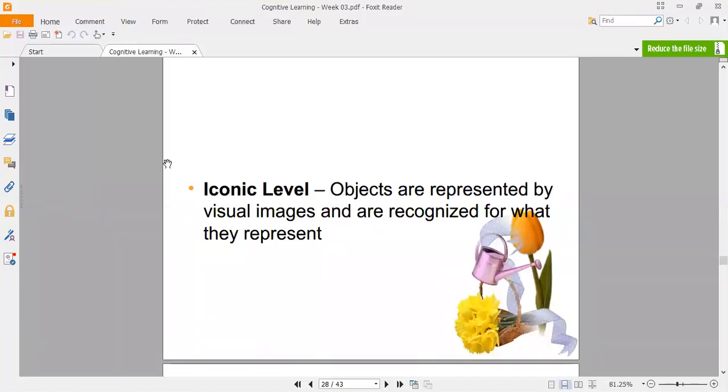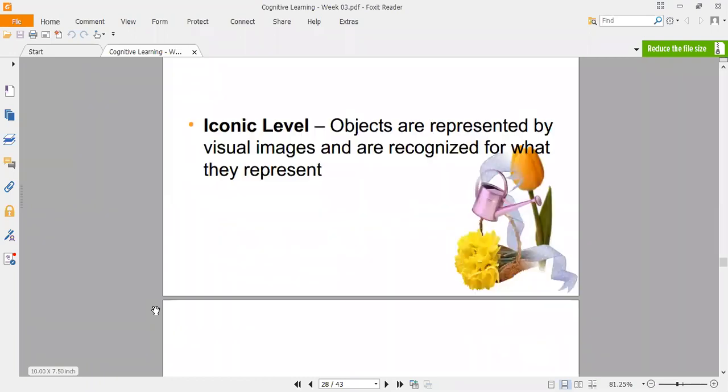And also the iconic level, where visual images are recognized for what they represent. In the next level, they can go for iconic levels. Iconic levels means, for example, after you go to the lab, the next day you tell them to draw a diagram. So they are using iconic diagrams, drawing containers and tubes in different ways, through visual images.